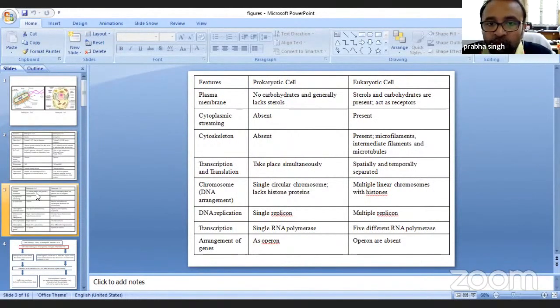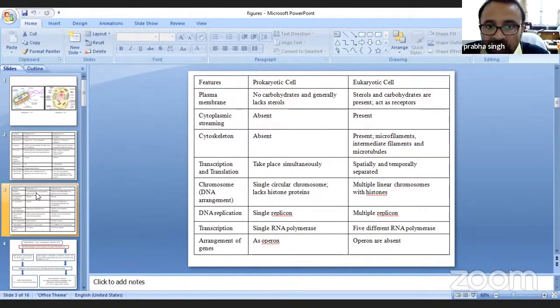Plasma membrane. If you will see plasma membrane in the case of prokaryotic cell, no carbohydrate. Prokaryotic cell lacks carbohydrate in the plasma membrane. In their plasma membrane, carbohydrate is not there, and they also lack sterols in most of the cases, but we have exceptions. In the case of eukaryotic cell, they have sterols as well as carbohydrate, which act as a receptor.